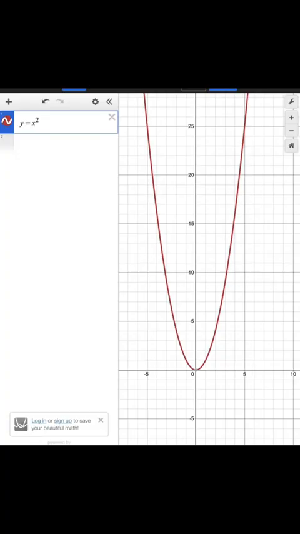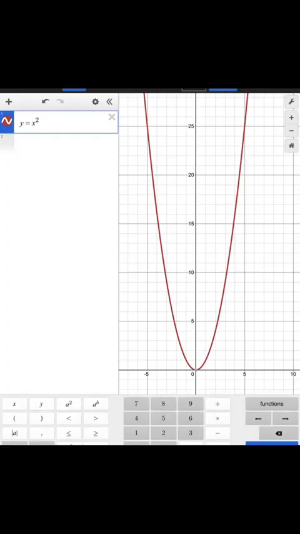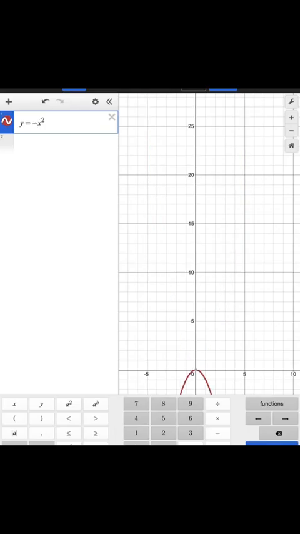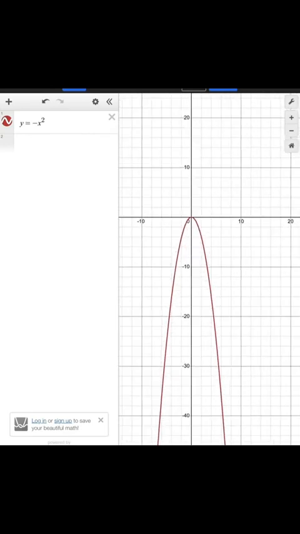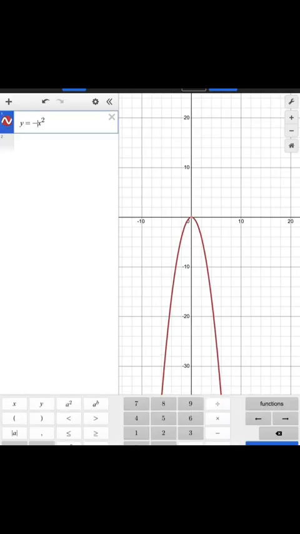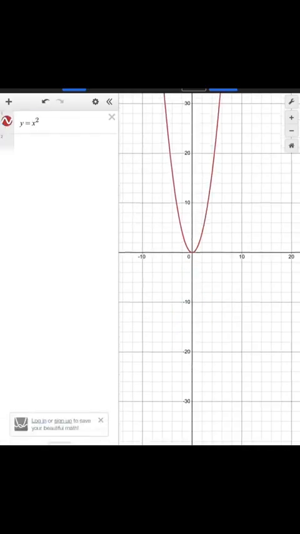That's because the a value is positive, and it gives us that sort of smiley face. But if we make that negative, you can see it flips over. So now I've got y equals negative x squared, and it still has that parabolic shape. So that curve is still called a parabola, but it's just flipped around across the x-axis.